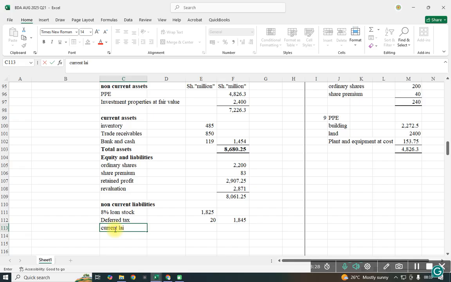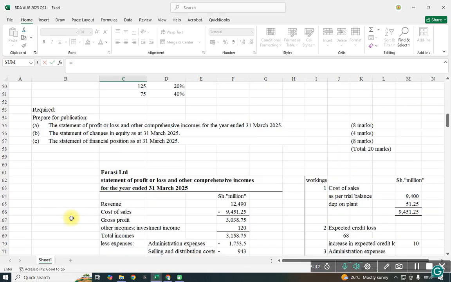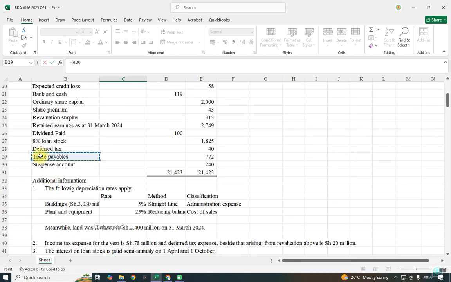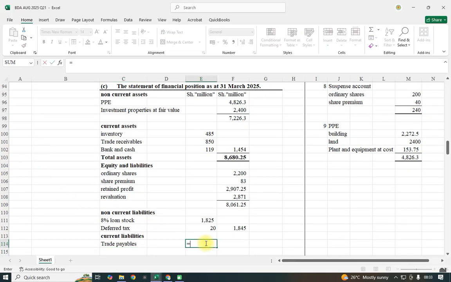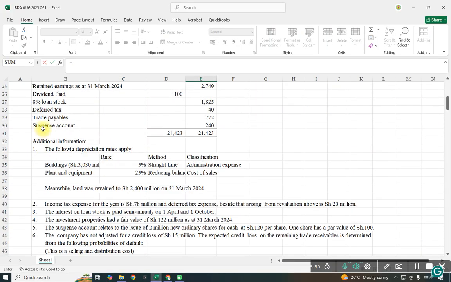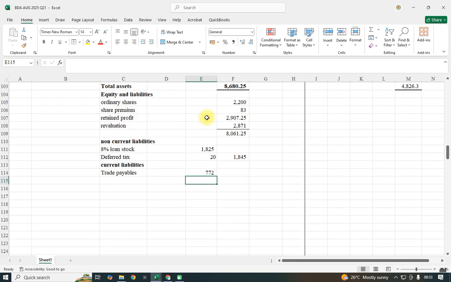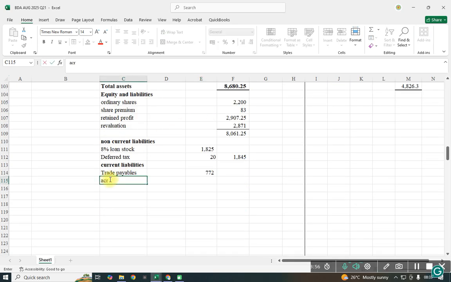Then we have the current liabilities. Here we shall start with the payables, trade payables. We had a trade payable value of 772, and we have the accruals for tax, the current tax, if I can call it that way, corporate tax.